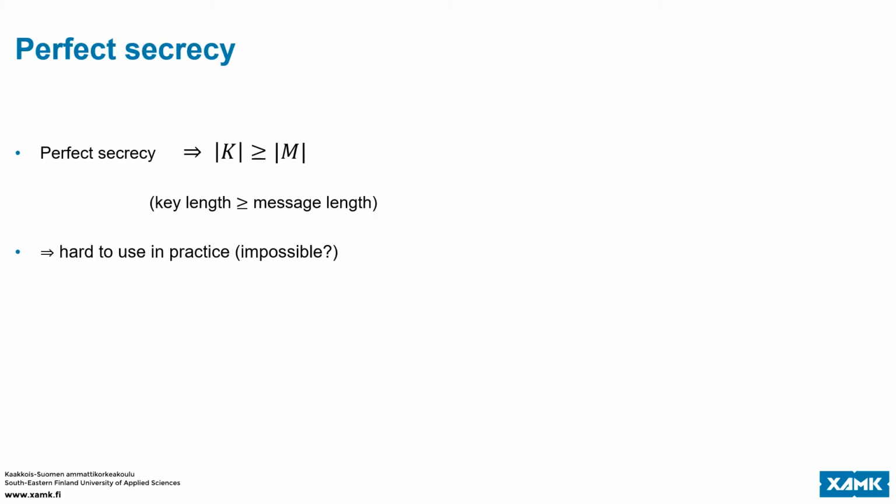In the previous part, we looked at the one-time pad and perfect ciphers. In particular, we looked at the requirement for perfect secrecy, which is that your key length has to be greater or equal to the message length. And this makes the use of a perfect cipher very hard in practice or even impossible.